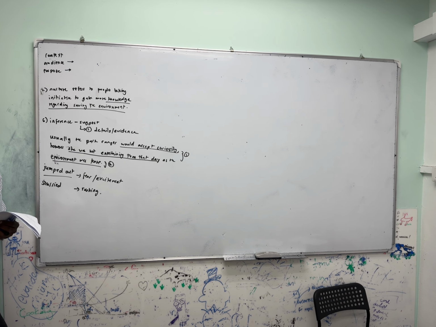Okay, now let's look at question number 8. In paragraph 3, the writer describes the camping arrangement. Explain why the writer perceives the camping arrangement as unfair. Use 2 details from the text to support your answer.